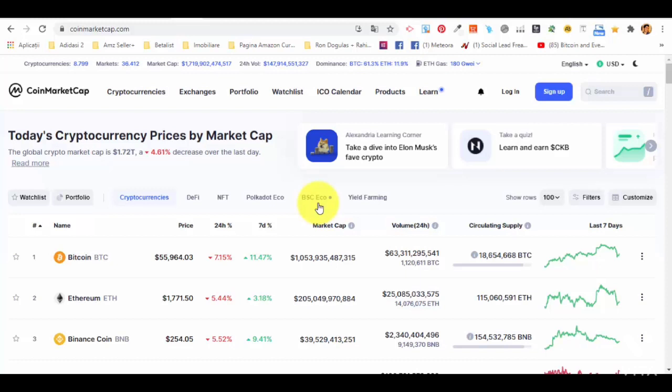Hello and welcome back to our next lecture from this course on how to create passive income from cryptocurrency. Right now we are on coinmarketcap.com. This is a platform that basically shows you different stats regarding the cryptocurrency industry, like the market cap for different tokens, for different coins and so on.